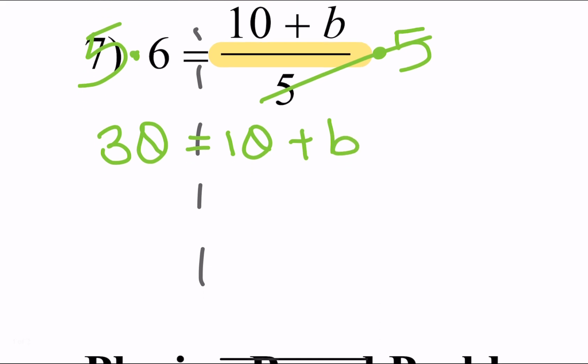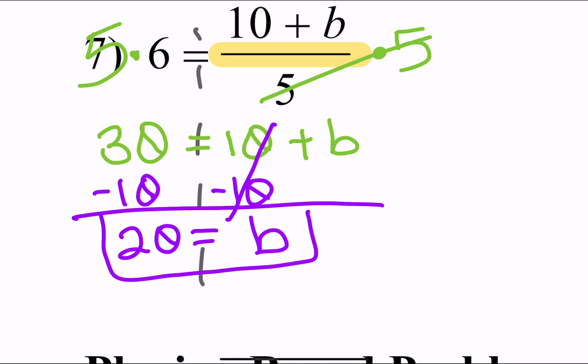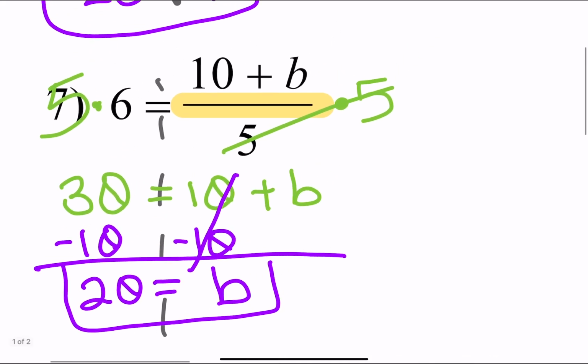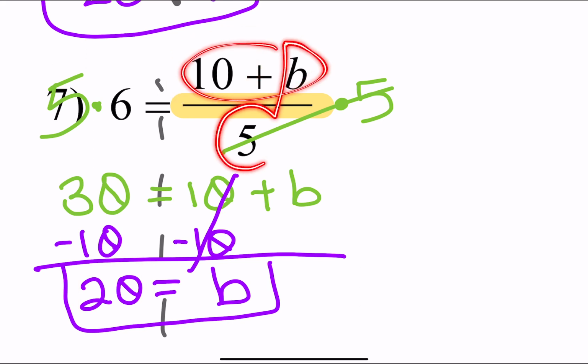Now, next up we have 10 plus b. So to get rid of this 10, we are going to subtract because it's being added. We're left with b. 30 minus 10 is 20. Okay? And if I check my work, if I replace this b with 20, then 20 plus 10 is 30. And then since this is now 30, 30 divided by 5 is 6. So they would be equal.